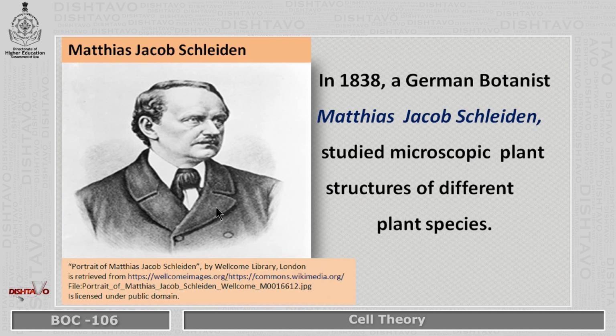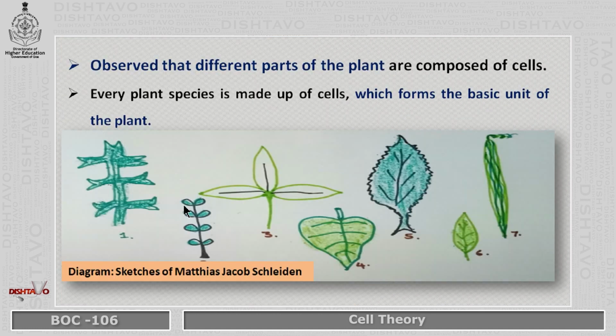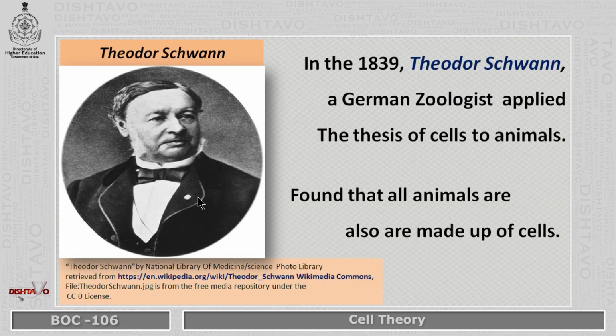Later, Antonie van Leeuwenhoek used a single lens microscope, and he was the first person to see a living cell, of bacteria from dental scratchings. Later in 1838, German botanist Matthias Jacob Schleiden studied microscopic plant structures of different plant species. He observed the plant parts, and he observed that they are all composed of cells. Every plant species is made up of cells. This is what he came to a conclusion, that it is a basic unit of the plant.